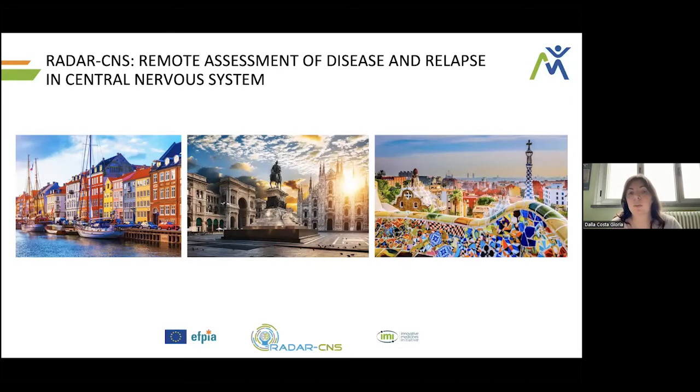RADAR-CNS was an IMI-funded project aiming at exploring the use of wearable devices for the monitoring of neurological conditions, particularly epilepsy, major depression, and multiple sclerosis. And within RADAR-CNS, the multiple sclerosis project was led by the Milan MS Center and by Professor Comi, with the involvement also of the Copenhagen MS Center and the Barcelona MS Center as well.